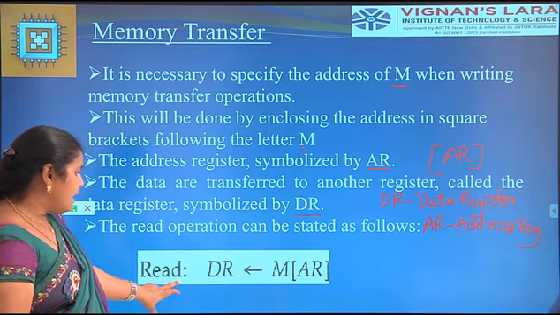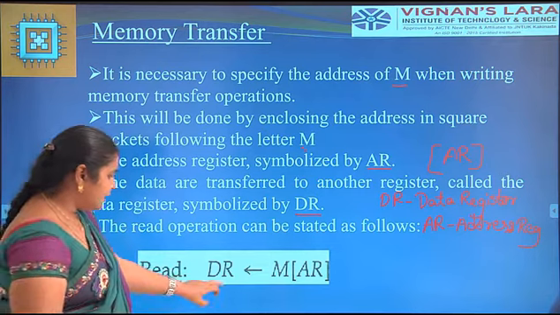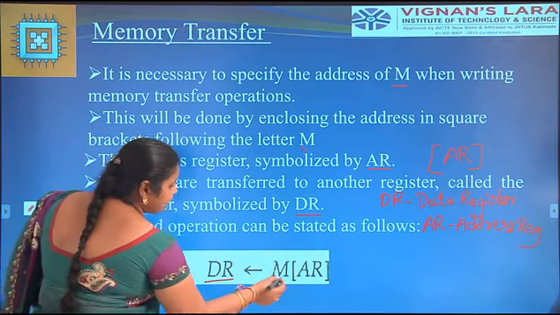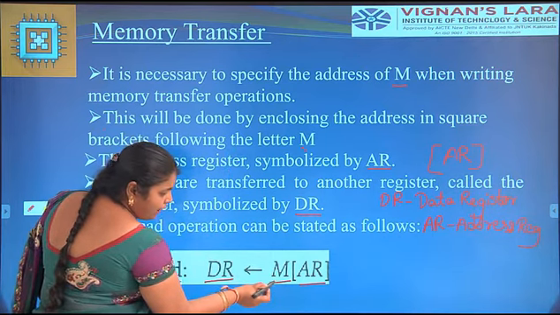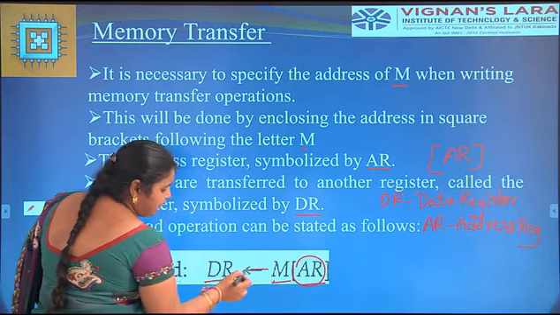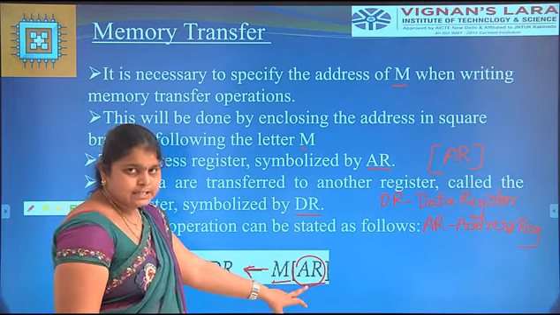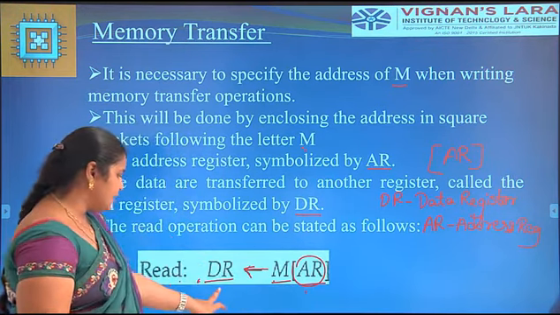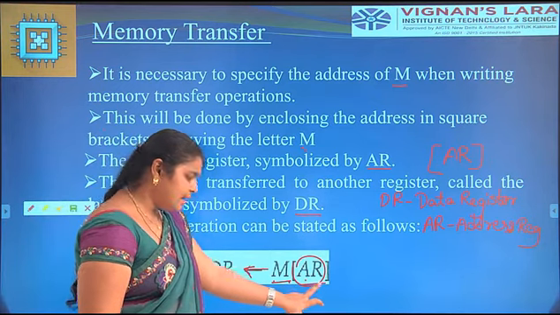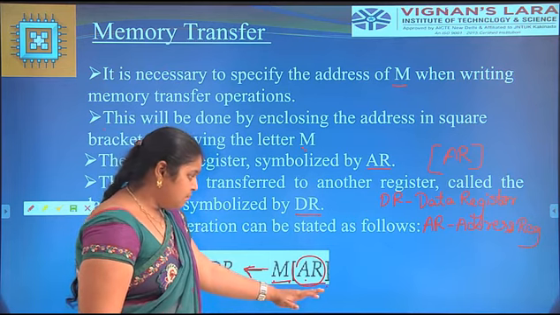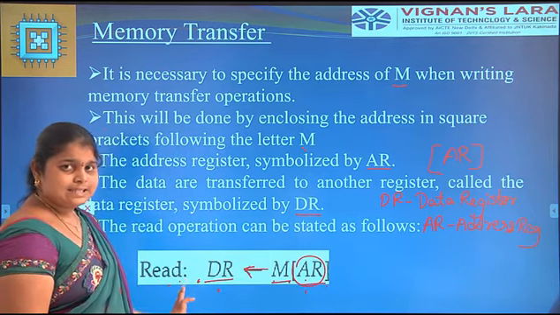That can be represented like this. Here we have to perform a read operation. That's why we have a data register, memory word and address register. The content of the memory word, whose address is in the address register, is stored in the data register. This is one type of register and this is another type of register. The address register is placed in the square braces. The content of the data is stored in the data register. This is a read operation.